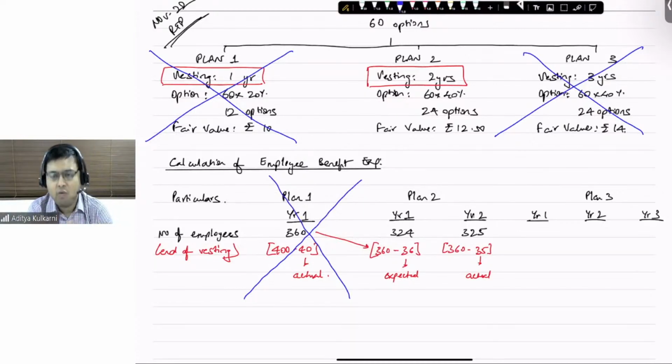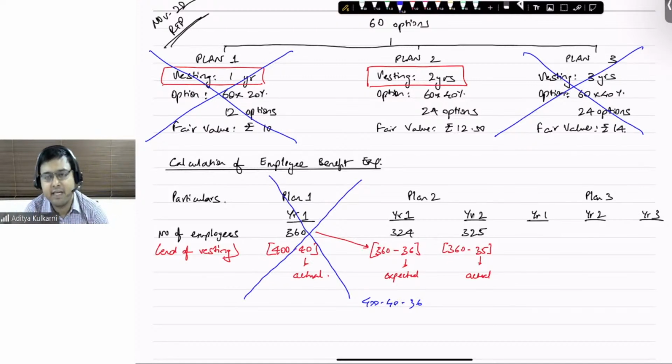Minus year 1 में ही how many left? Sir, 40 actually left. So 400 में से 40 actually left. And you are estimating that in the second year, another 36 are going to leave. So your estimate in year 1 is that at the end of year 2, 324 employees will remain. And therefore, you do the calculation for EBE based on 324 employees.